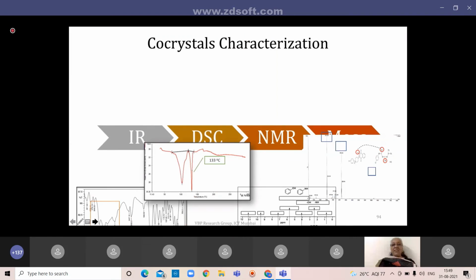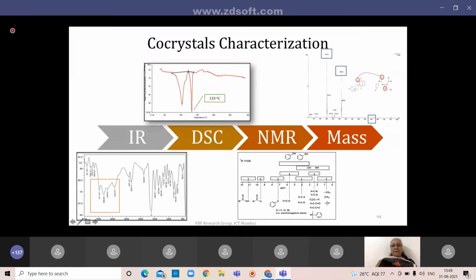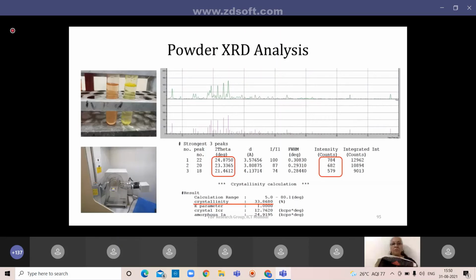So we characterized it by IR. We looked at the DSC pattern. Obviously you should get a new peak if it is a co-crystal. You should see fingerprinting region differences in the FTIR also. We did NMR. We proved by mass that these two drugs, each one acting as a co-former for the other, are interacting. So by mass also that was proved.